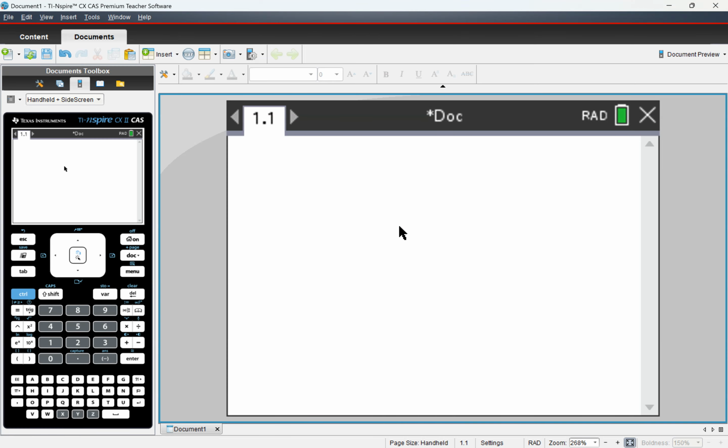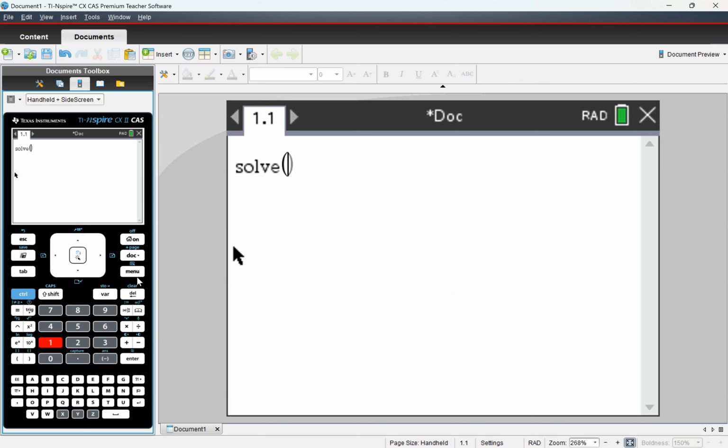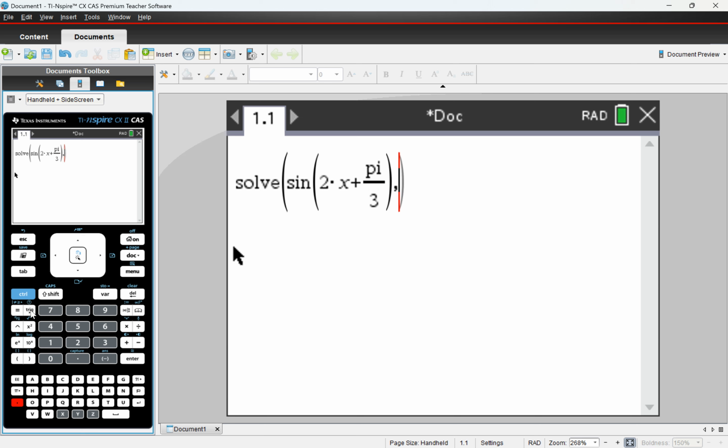Let's go to the CAS. Menu 3, 1, so solve. Sine is just next to the trig button here. Sine of 2 times x plus pi on 3. Solve for x. Close brackets.